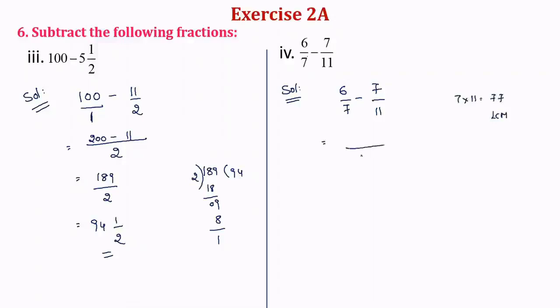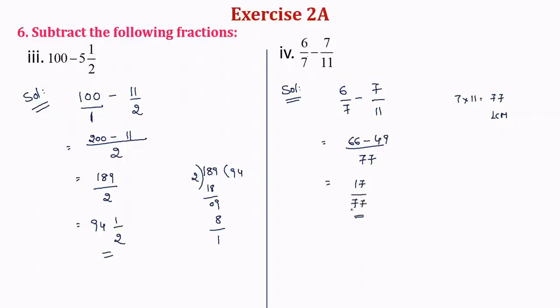Write it in the denominator, 77. So now how many times does 7 divide 77? 11 times. 7 11s are 77. Multiply that 11 with 6, which is 6 11s are 66, minus 11 7s are 77. Multiply that 7 with the numerator, 7 7s are 49. So after subtracting, you will get 17 by 77.